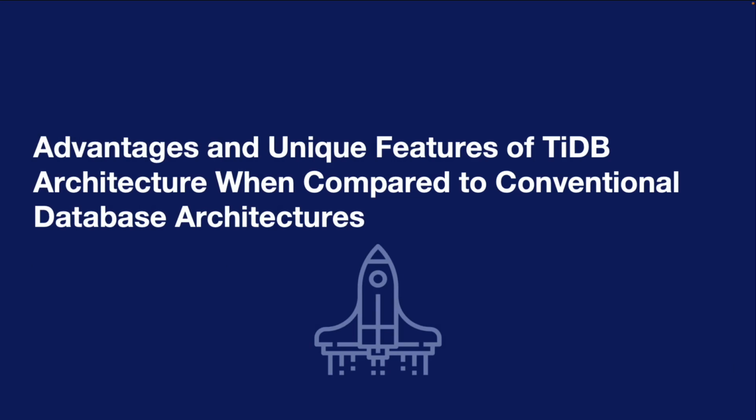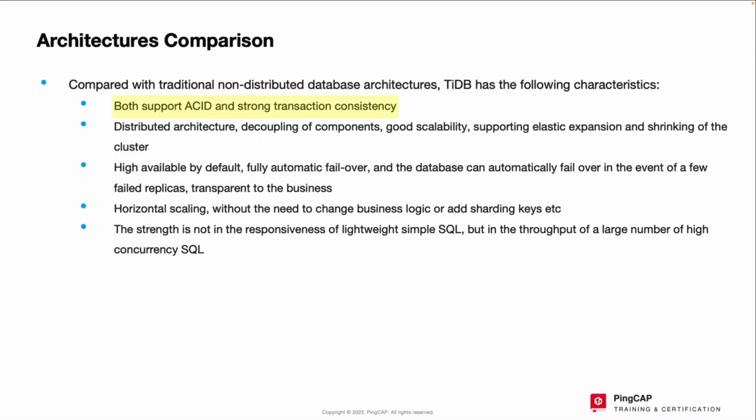Let's now compare TiDB's architecture with the ones of traditional databases. Both TiDB and many traditional monolithic or non-distributed databases support ACID and strong consistency. However, TiDB has a distributed architecture. It decouples the SQL layer, the storage layer, and the management layer. Thus, TiDB is able to elastically scale in and scale out with almost zero impact on your business. It supports automatic failover. A few failed replicas will be totally transparent to your business.